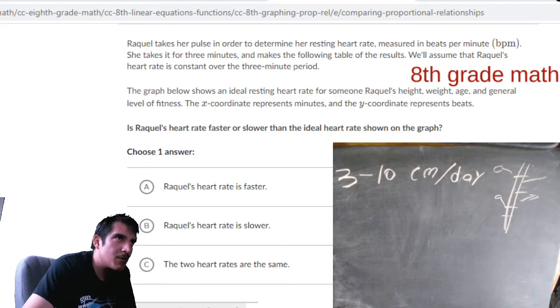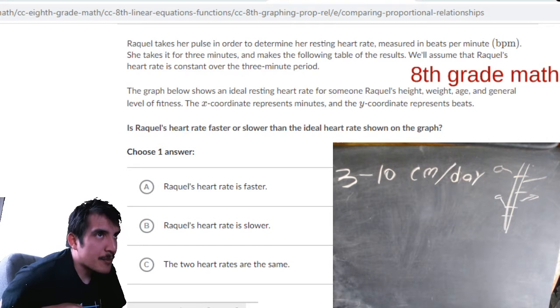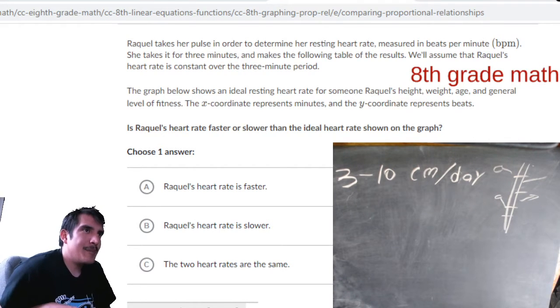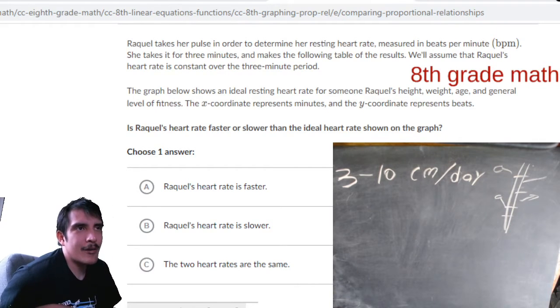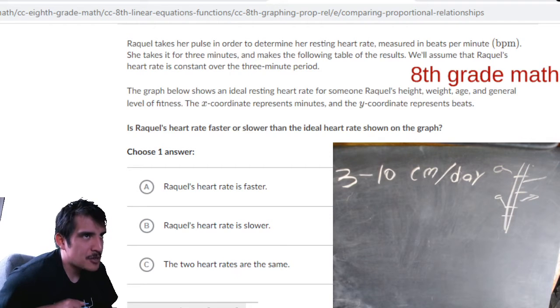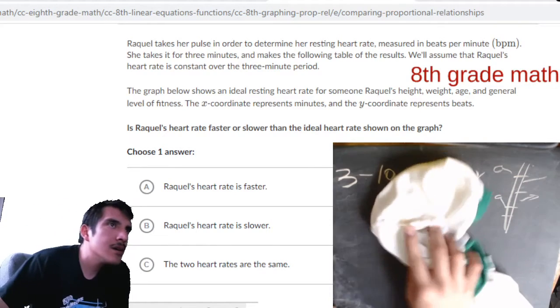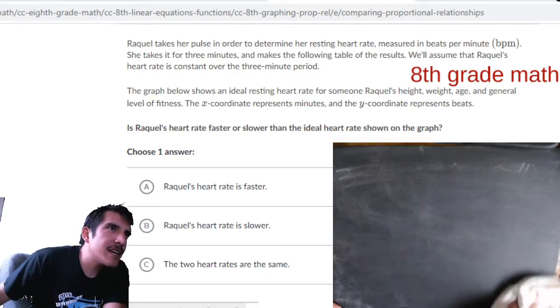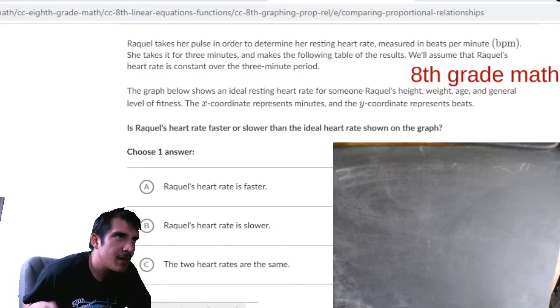Okay, it says, Raquel takes her pulse in order to find her resting heart rate, measured in beats per minute. She takes it for 3 minutes and makes the following table of the results. We'll assume that Raquel's heart rate is constant over the 3-minute period, which, by the way, in real life doesn't happen. Your heart rate is changing every second. It slows down and speeds up constantly. But anyway, the graph below shows an ideal resting heart rate for someone of Raquel's height, weight, age, and general level of fitness.